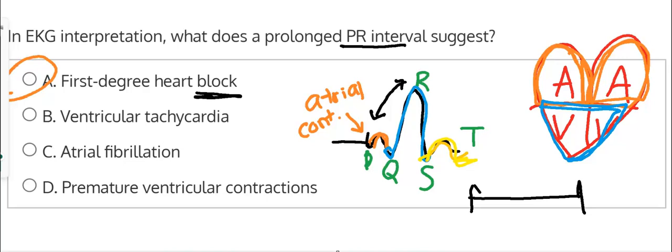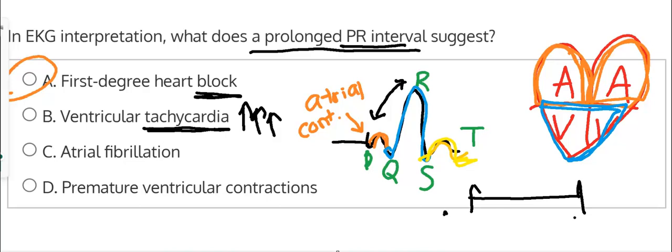Option B says ventricular tachycardia. If we remember, tachycardia means increased heart rate, so you have a faster heart rate. If this interval is prolonged or taking longer, do we think the heart rate would be faster or slower? It would be slower, because if each contraction takes longer, it's going to be spaced out more, as we see here, and then the heart rate will be lower instead of higher. So we could use that to eliminate option B.